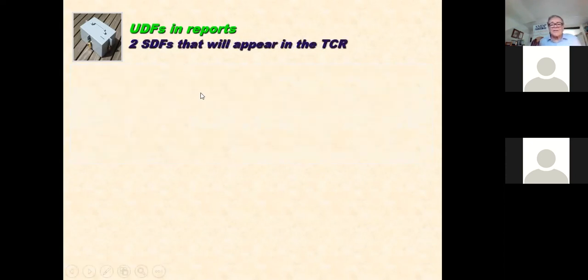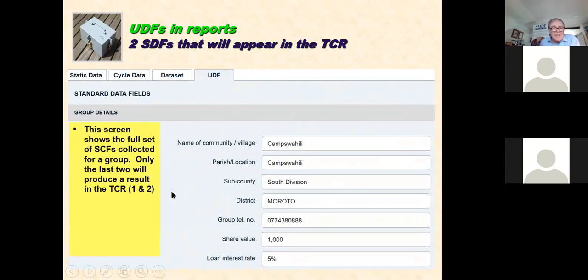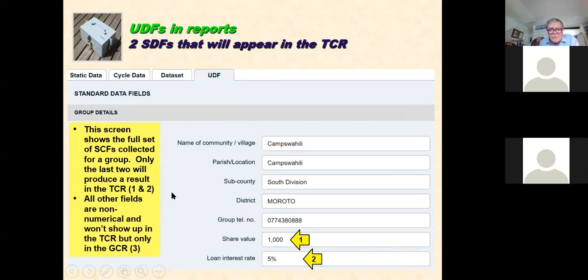Now, two standard data fields will appear in the trainer comparison report. So here I am, user-defined field, okay? Here we've got these standard data fields that you've selected. Only two of those are going to show up in the trainer comparison report, and they are these here. Sorry, this is wrong. All other fields are non-numerical and won't show up. I'm sorry, this is a mistake. The share value will not show up in the trainer comparison report, or, yes, they will because they're numerical, but these won't. Okay.